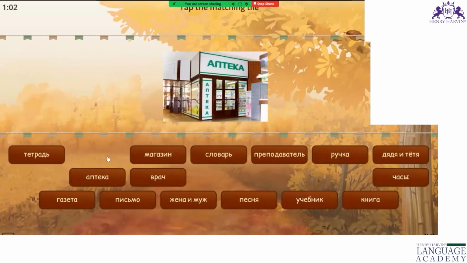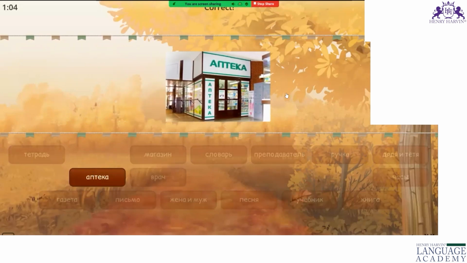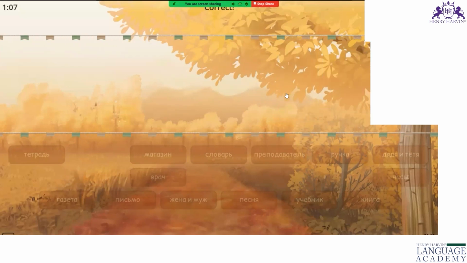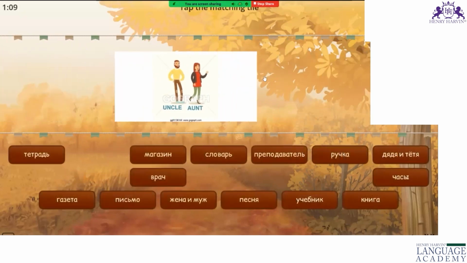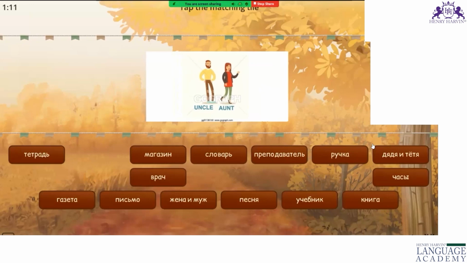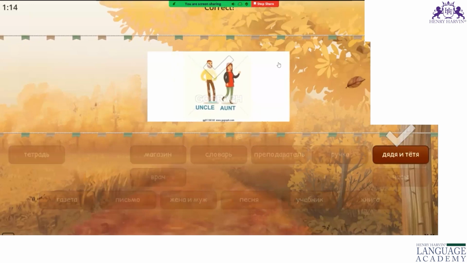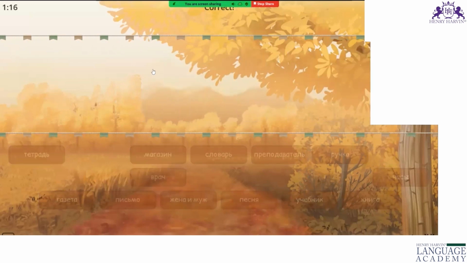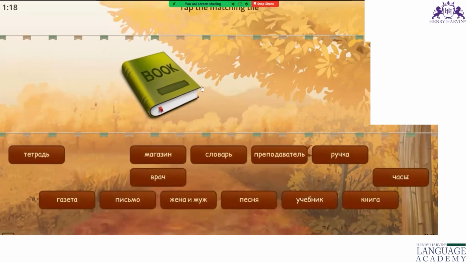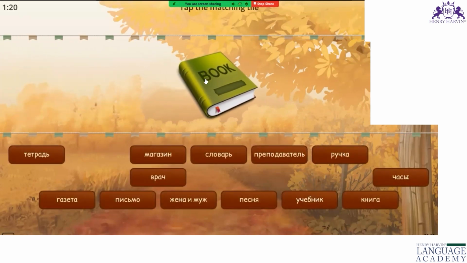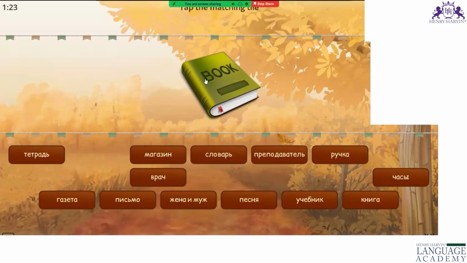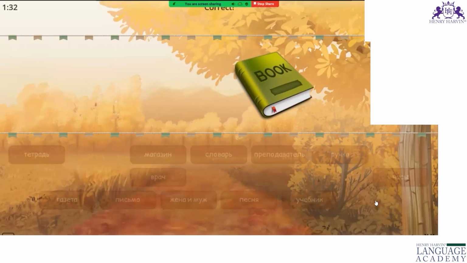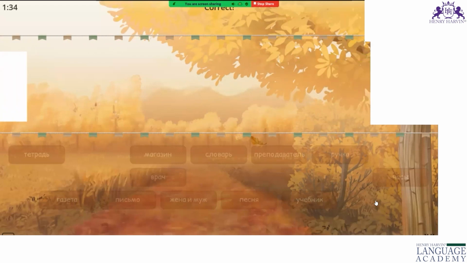Аптека, аптека, дядя, тетя, дядя и тетя, книга, книга. Okay, let's make it a bit more difficult. You also say the genders, okay? Right now, мой, моя, моё. So say книга, and then say моя книга. My book, моя книга.